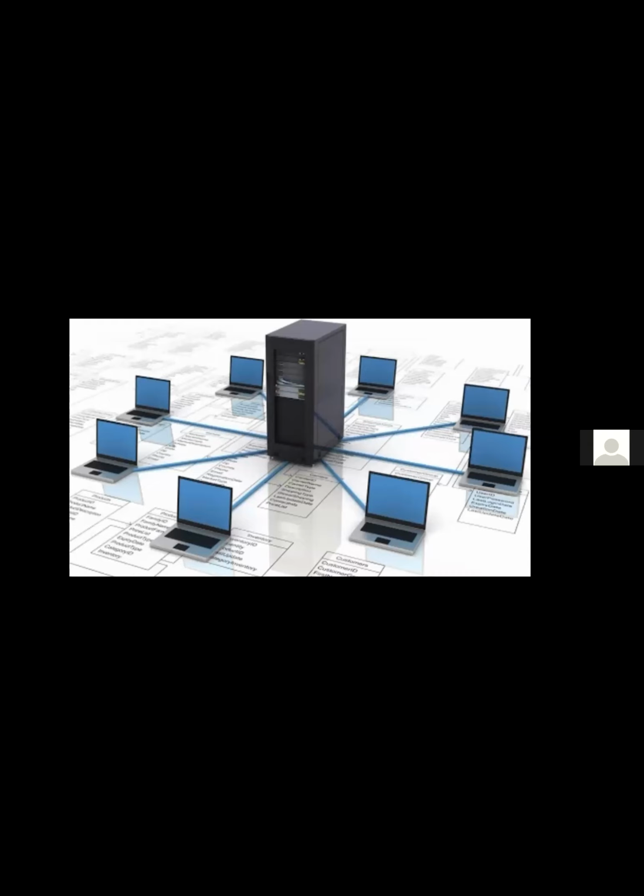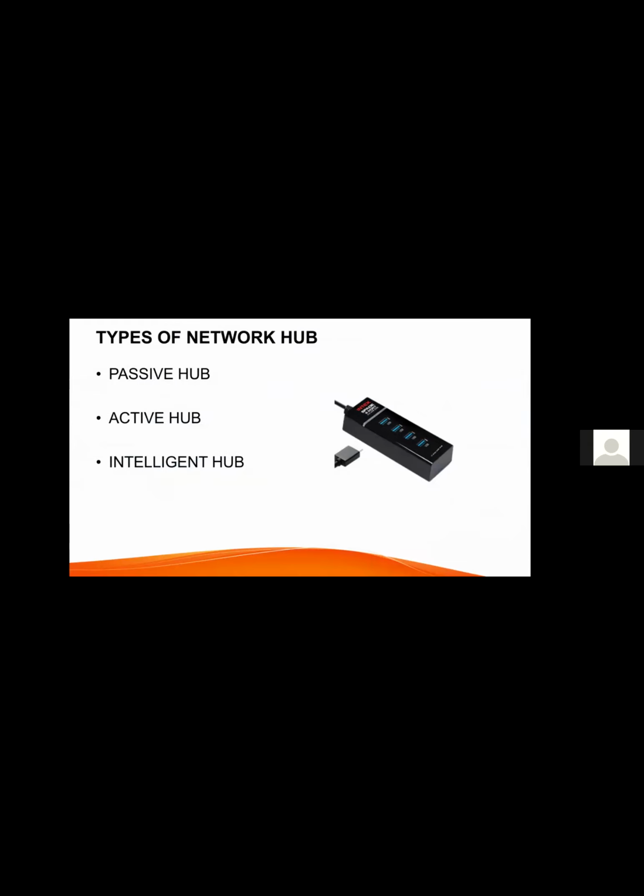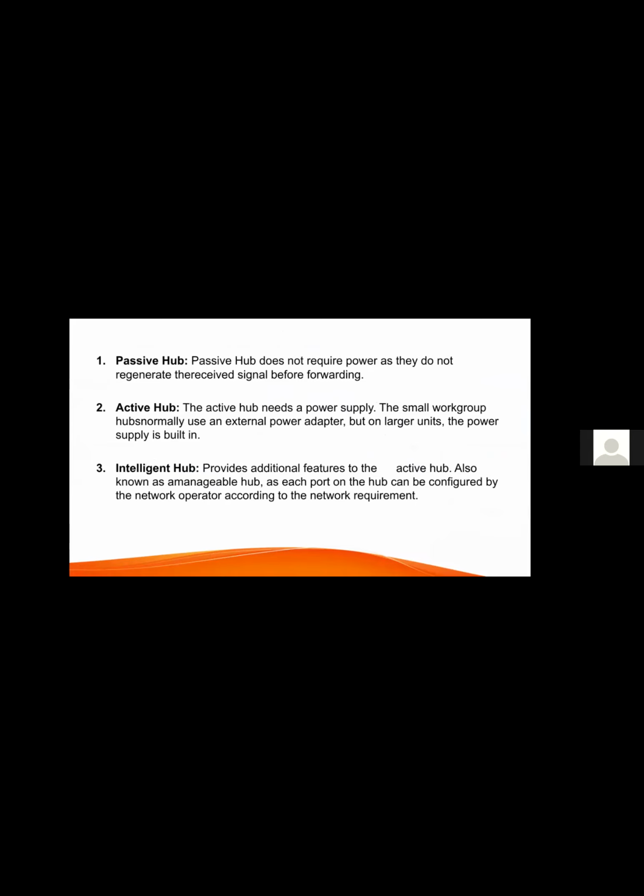This is just a picture of a hub. Then, types of network hub. There are passive hub, active hub, and intelligent hub. Passive hub: a passive hub does not require power, as it does not regenerate the received signal before forwarding. Active hub: the active hub needs a power supply.